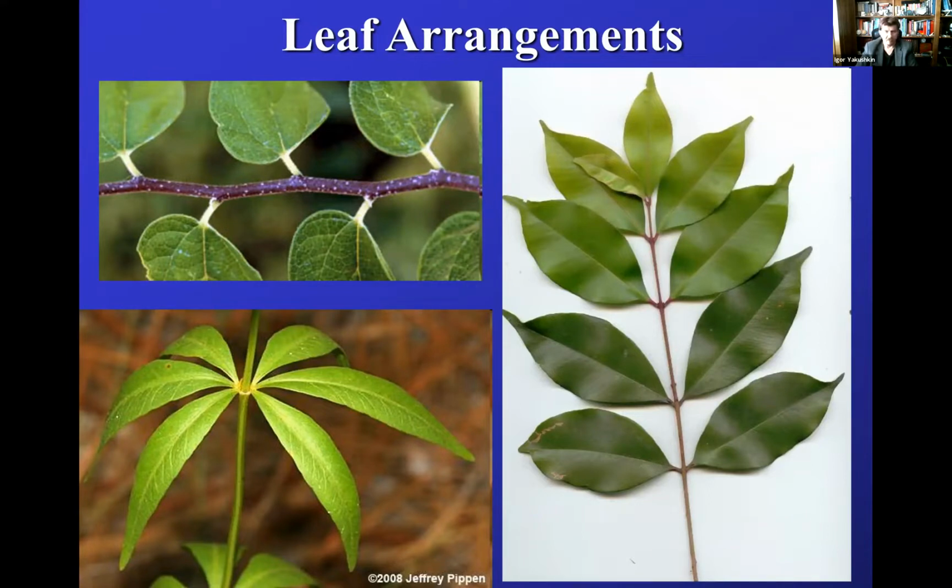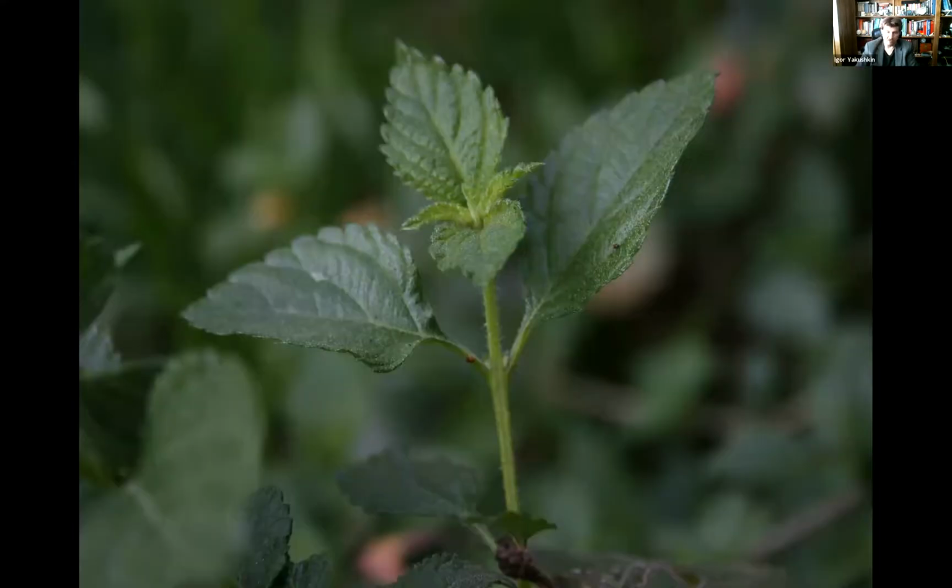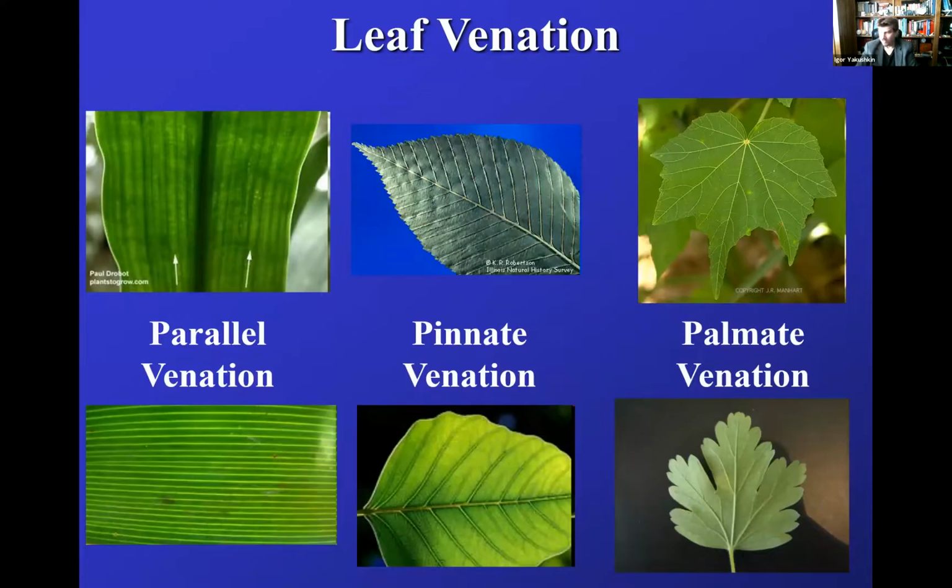Let me take a look. What about this one? This one shows the alternating. This one shows the opposite. And I don't think I have another whorl one, but I need to include it. Now, leaf venations.